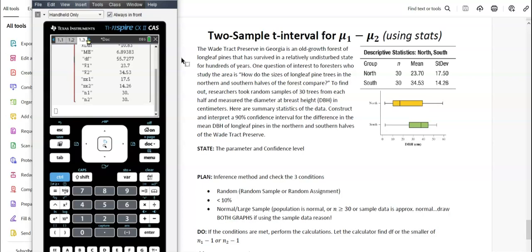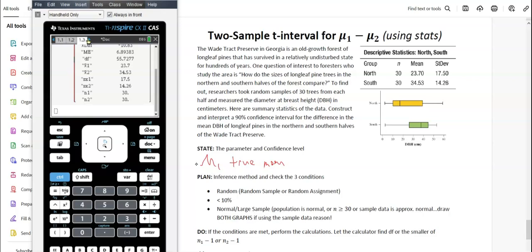What's the parameter? So the parameter would be mu1 would be the true mean, let's see, what's it asking for?